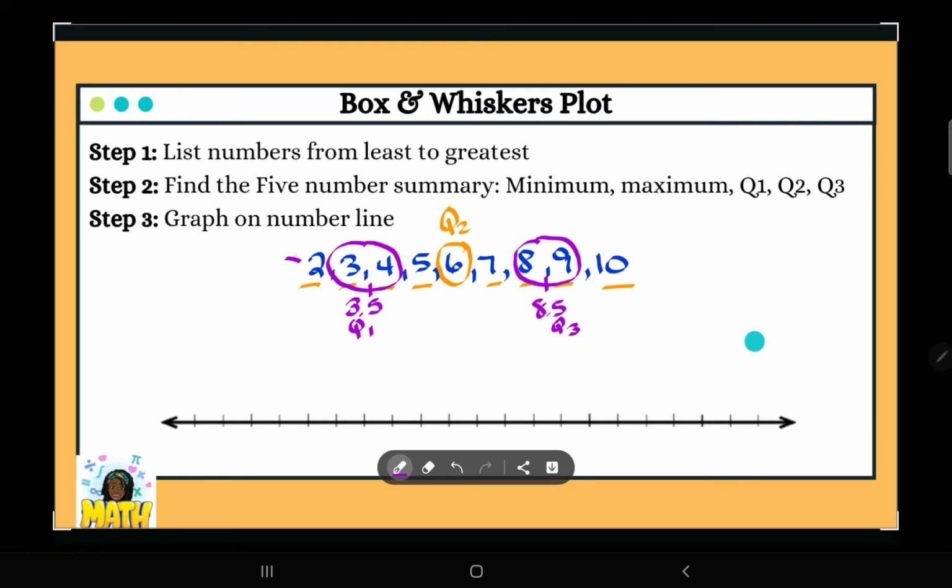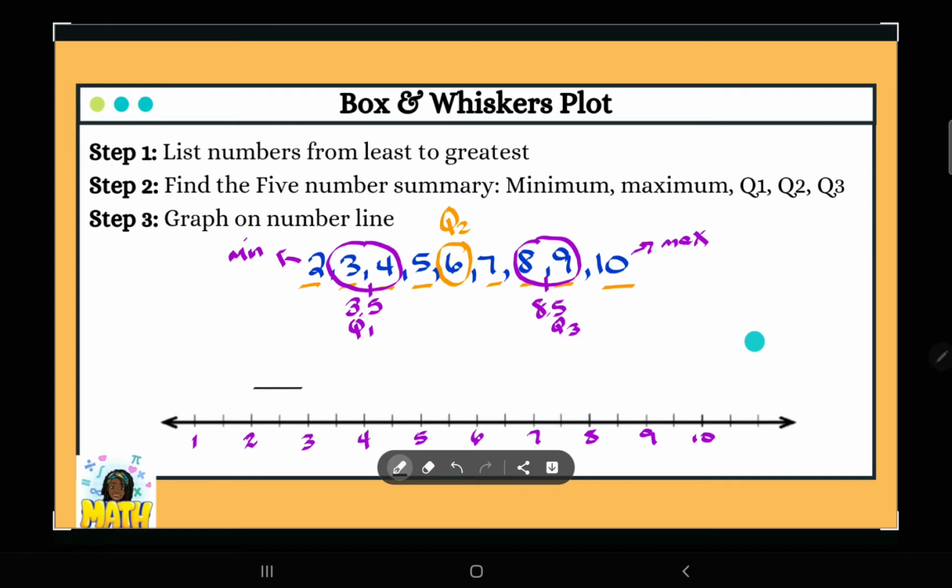My min is 2. And my maximum is 10. So now I want to construct my box and whiskers plot on my number line. I'm going to skip lines just because I have some numbers that are halves and I want to make sure I accommodate that. So to graph the box and whiskers, we're going to use those 5 values, and in each of those numbers, we're going to just put a line.